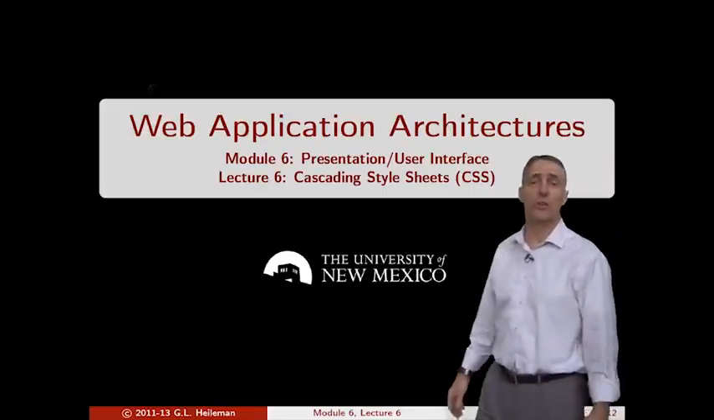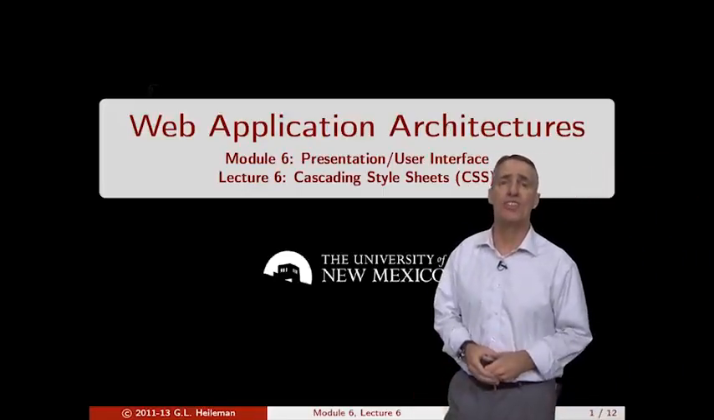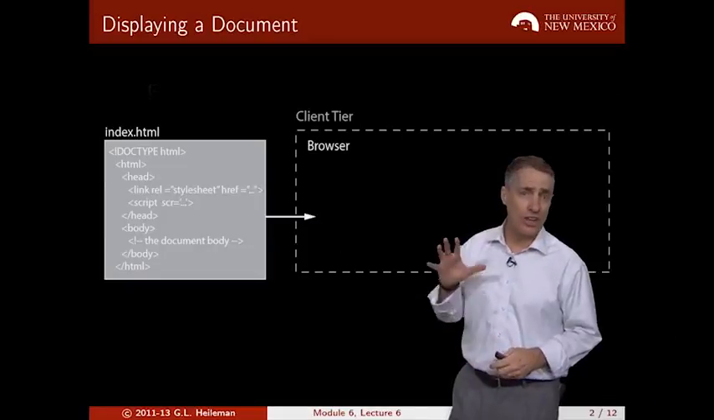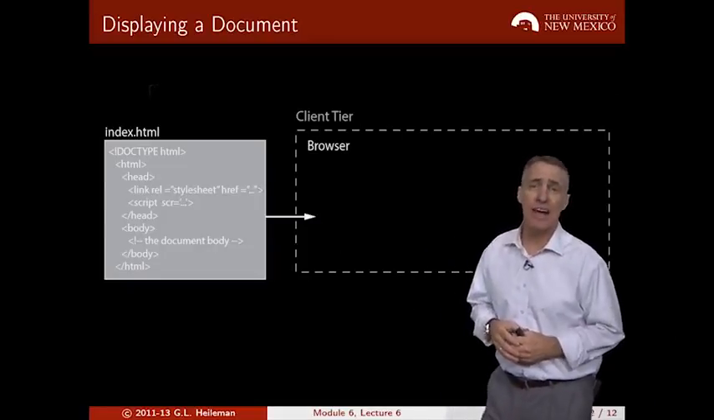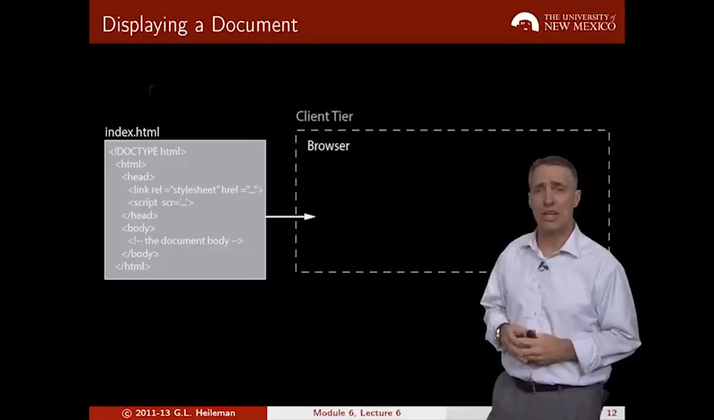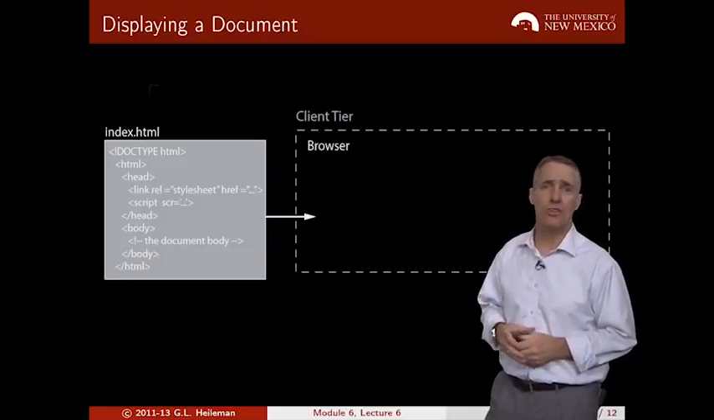Welcome to the sixth lecture in Module 6, and in this lecture we'll talk about cascading style sheets. Recall that in the last lecture we described how HTML is dynamically created by Rails and delivered to the browser. Let's take a look at what happens inside the browser.